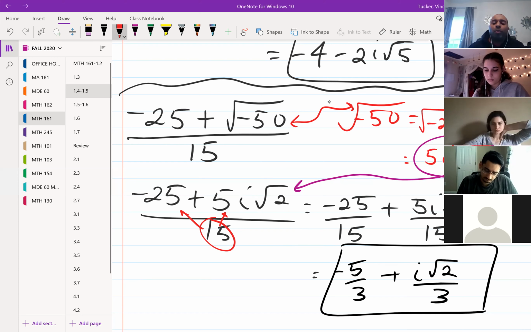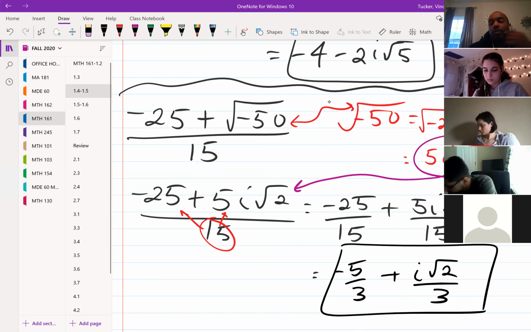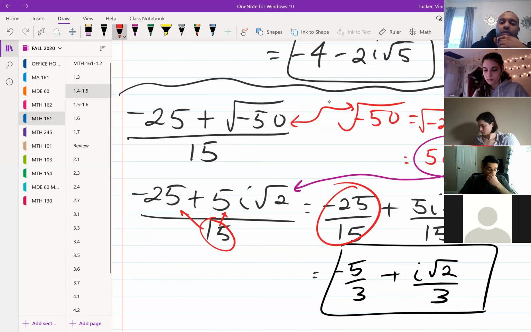Okay, good. So we broke down the square root of negative 50 over here. That's negative 25 times 2. You break it up because you want to take the square root of at least part of 50. 25 was the largest factor of 50 we could take the square root of evenly. So the square root of negative 25 gave us 5i, and we left the 2 under the radical. Then we broke it up by dividing the 15 into each part. That gives us negative 25 over 15, 5i square root of 2 over 15. And then we reduce both of them by 5.